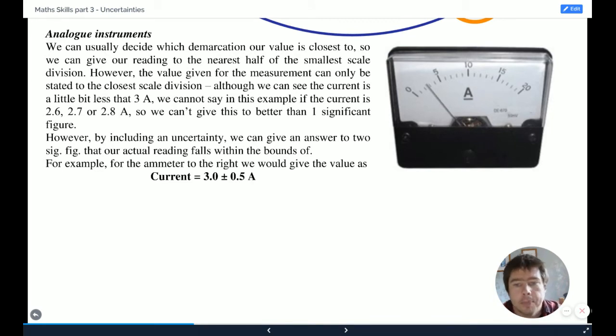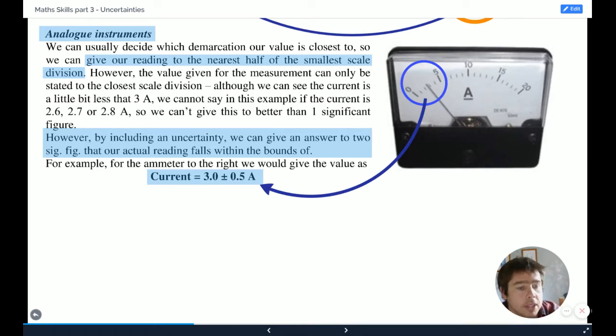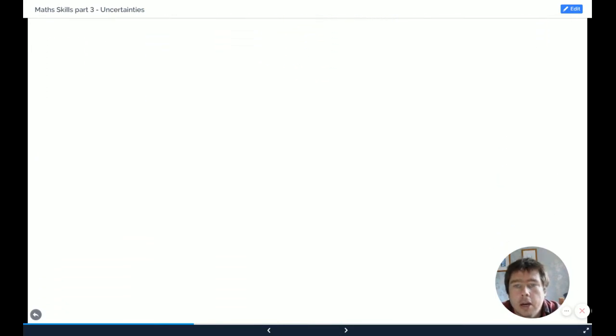So if we have a look here, the current we can say is we're reading every amp here, aren't we, between 0 and 20 amps. So we can only give our value to the nearest amp, but we can say that it's plus or minus 0.5. So we've got 3.0 plus or minus 0.5 amps. That's telling us that our value, our needle, is somewhere between 2.5 and 3.5 amps, and that's true. So we're going to go to the nearest half scale division.